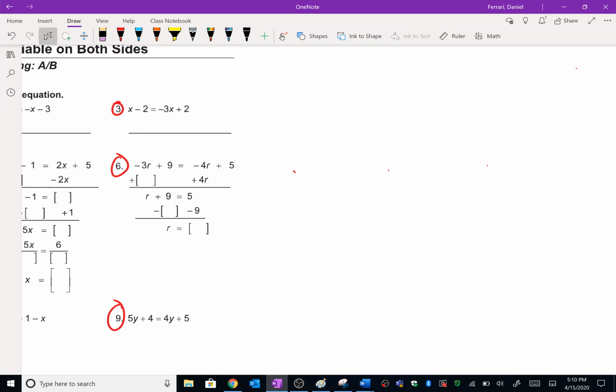So I'm going to give myself some extra room over here and just rewrite the problem. x minus 2 equals negative 3x plus 2. Again, remember that the goal of this problem is to get x alone, and specifically, I want only one x. Remember that a single x by itself, just like we have at the end of the problem there, means that I have one x remaining.